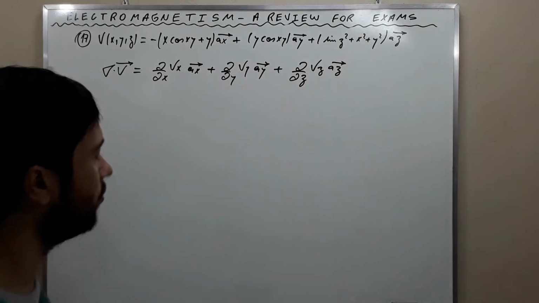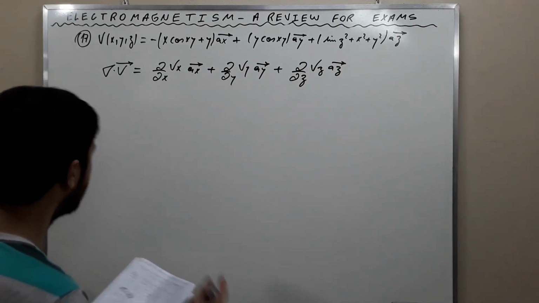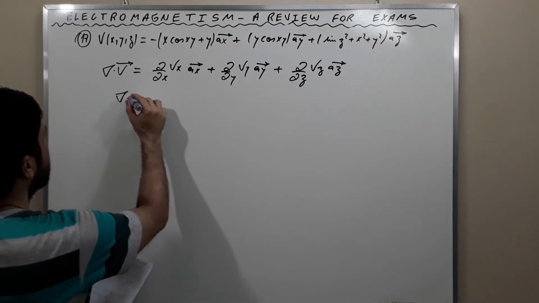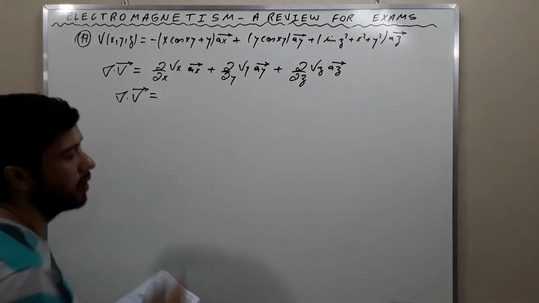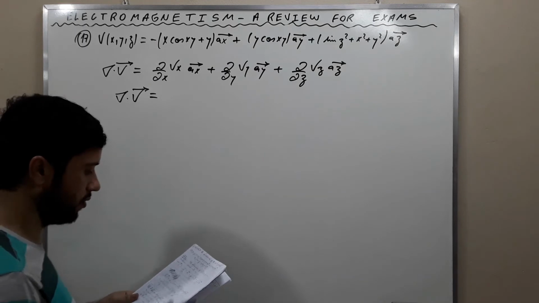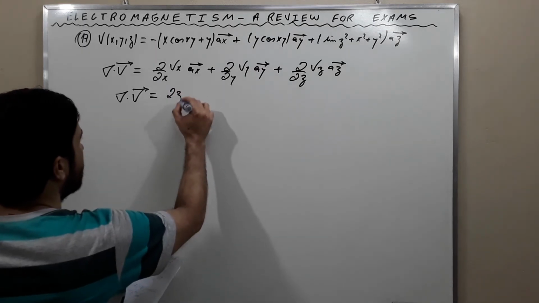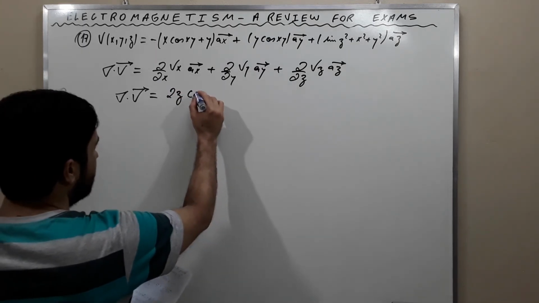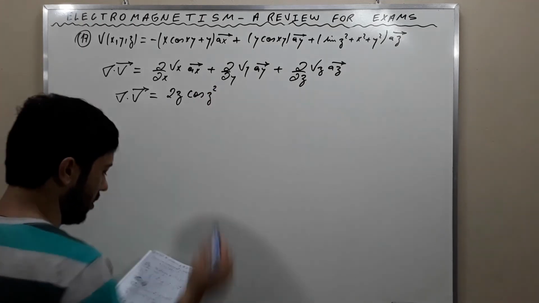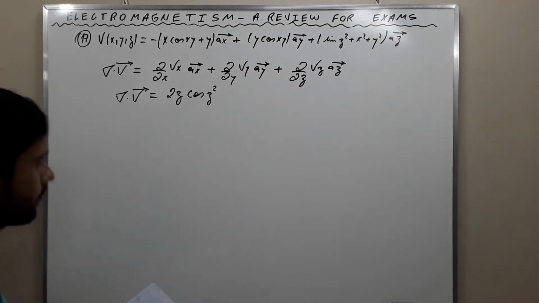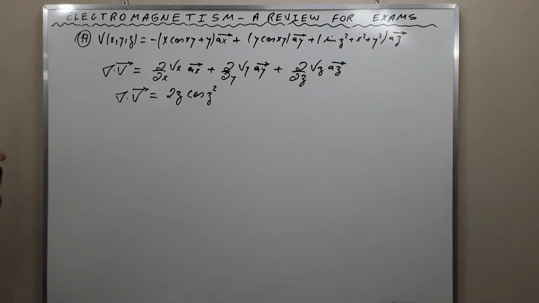And by doing this, we get that the divergence of this vector field is 2z times the cosine of z squared. Okay?